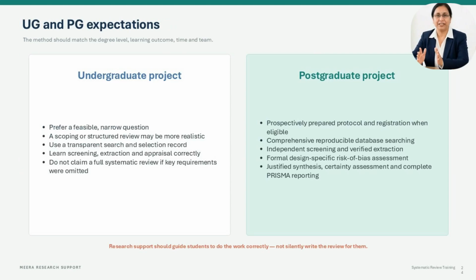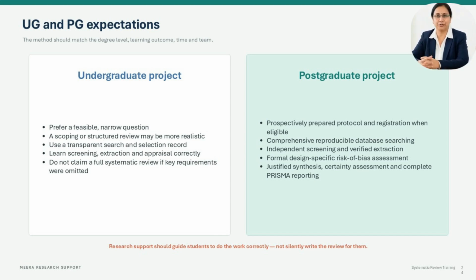The minimum standard depends on the degree, level, and feasibility. Undergraduate students may benefit more from a well-scoped evidence review, scoping review, or structured review than from an incomplete systematic review. The learning goal should include transparent searching, screening, extraction, and appraisal.